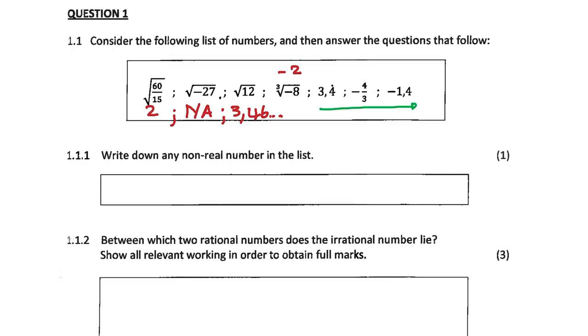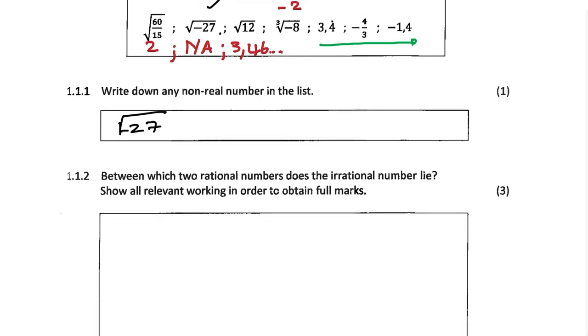So now you need to know what a non-real number is. A non-real number is any number that when you put it in your calculator, it gives you undefined. So the answer that gave us undefined is the square root of negative 27. So the square root of negative 27 is going to be our non-real number.